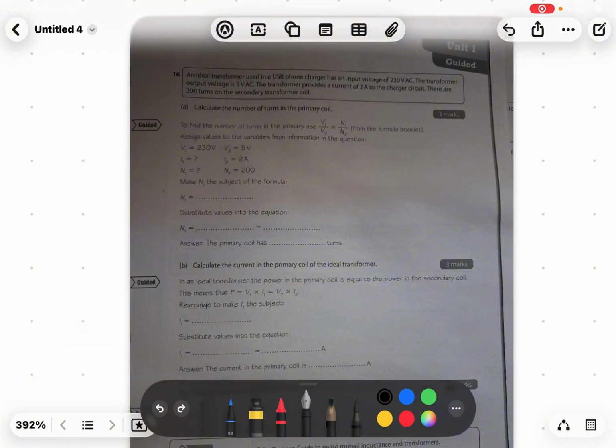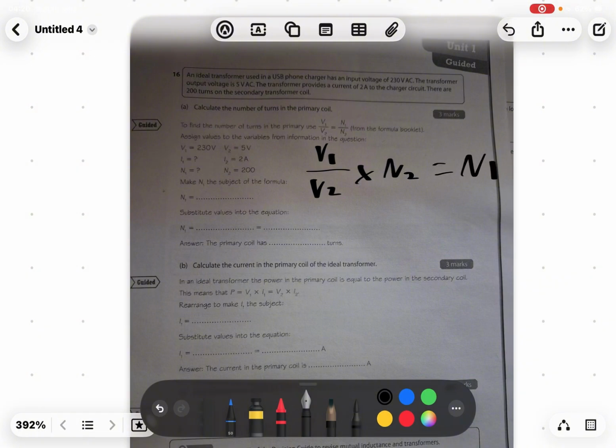So let's just go straight to the point. The way we do it is, again, we move everything around to make what we're looking for the subject. We're looking for N1. So we need to move the N2 over here, and that will be times. So V1 divided by V2 times N2 equals N1.